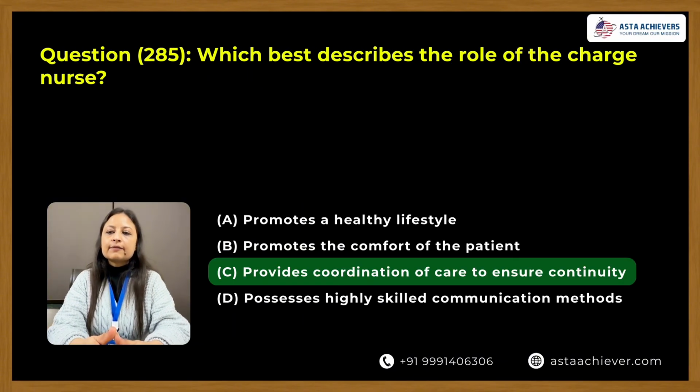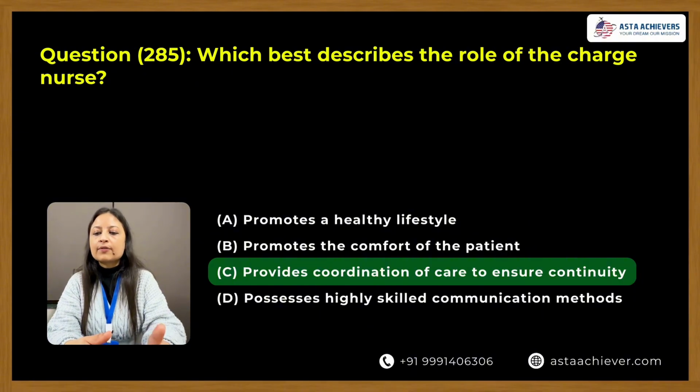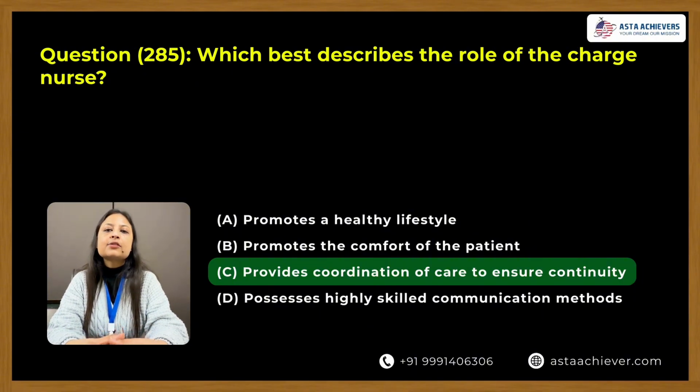Question number 285. Which of the following best describes the role of the charge nurse? So option A, promote a healthy lifestyle. Option B, promote the comfort of the patient. Option C, provide coordination of care to ensure continuity. And option D, possesses highly skilled communication methods. So option C, provide coordination of care to ensure the continuity of care is the correct answer.